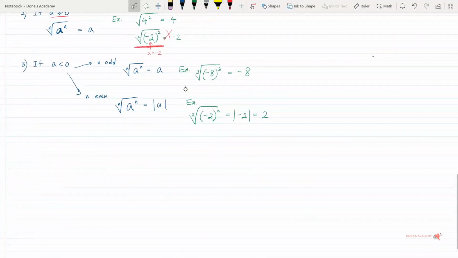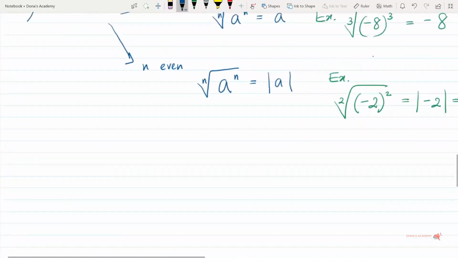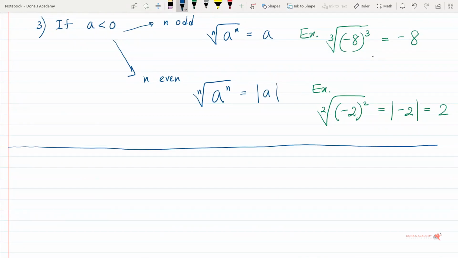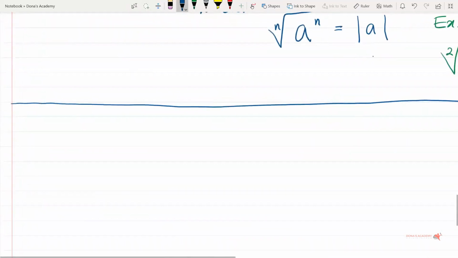All right. Now, next we'll quickly go over a couple of laws. Now, in exponents, we had a couple of laws, and similarly, we have a few laws here also. Okay, laws.